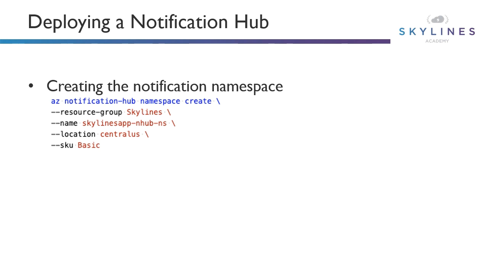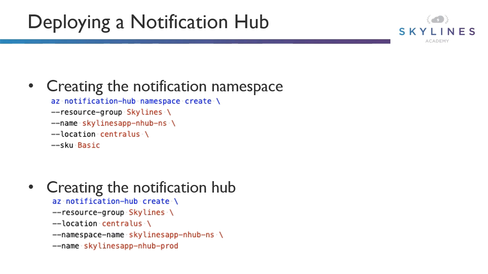Next, we create the Notification Hub within the namespace. This command is slightly different. We're using the az notification-hub create. Again, we're specifying the resource group and the location. We're also specifying the namespace that we created using the previous command, and in the last line is the name of the Notification Hub. We're going to call this one Skylines App NHub Prod. Again, specifying it's a Notification Hub, it's associated with the Skylines app, but this is the prod instance of that Notification Hub.